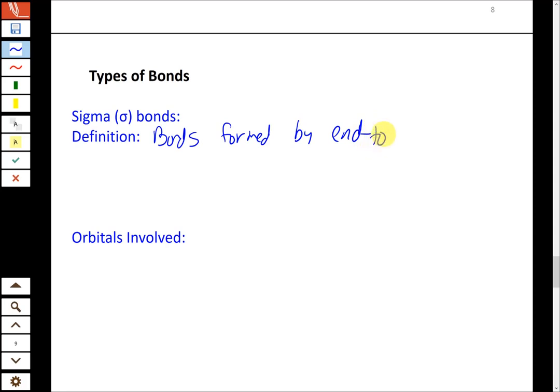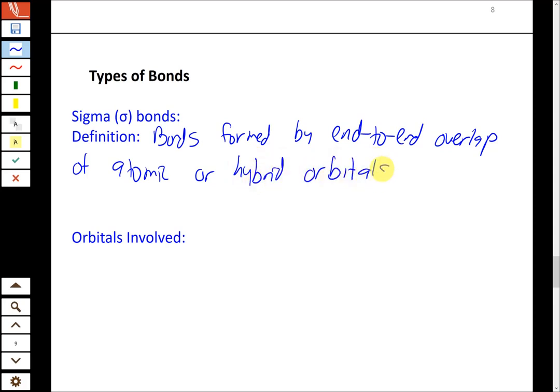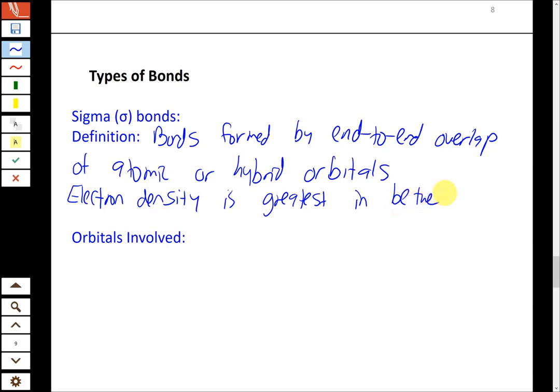So in those pictures that we drew at the very beginning of today, where we showed two atomic orbitals coming together, overlapping in the middle, the electrons are right between the two nuclei. That's considered a sigma bond. That's the name of that. So that's just a more formal definition of what we've already shown, which is end-to-end overlap of atomic orbitals or hybrid orbitals. It could be either. And another definition of this is that if you think about where the electron density is in this bond, the shared electron density between the two atoms, it's going to be the highest or the greatest in between the nuclei, along the bond axis.